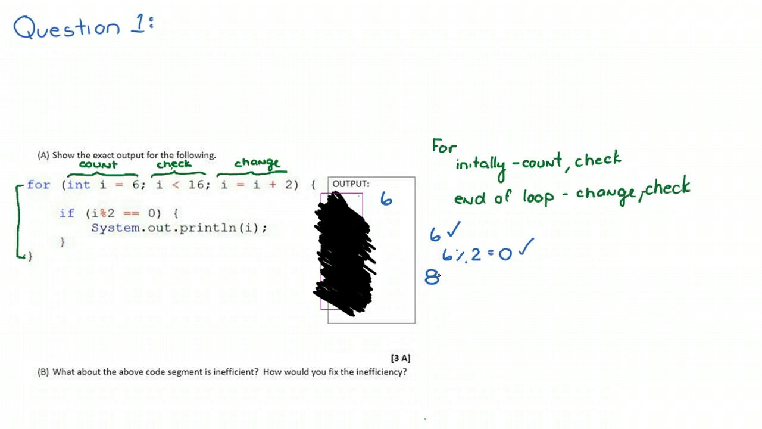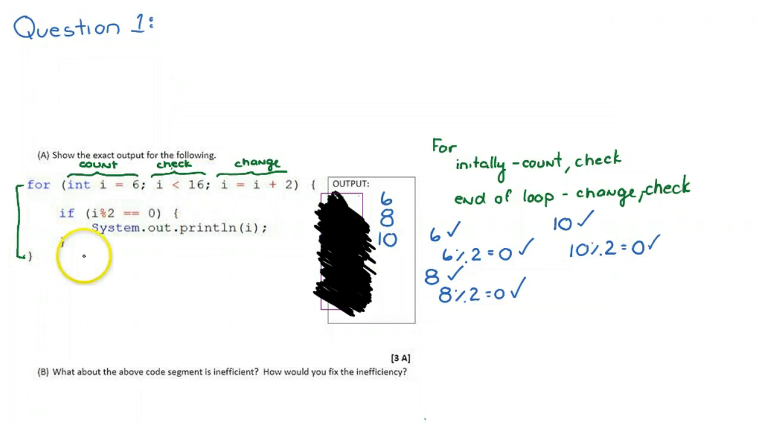And then is 8 less than 16? Yes. So we get 8 mod 2. And sure enough, 8 mod 2 is equal to 0, so that's good. So we print out I, so we get 8. And then we get to the bottom, so we change, so we get to 10. Is 10 less than 16? Yes. So then we say 10 mod 2, and 10 mod 2 is 0. So that's good. So we print out 10. And then we get to the bottom, so now we do our change, so we go 12.